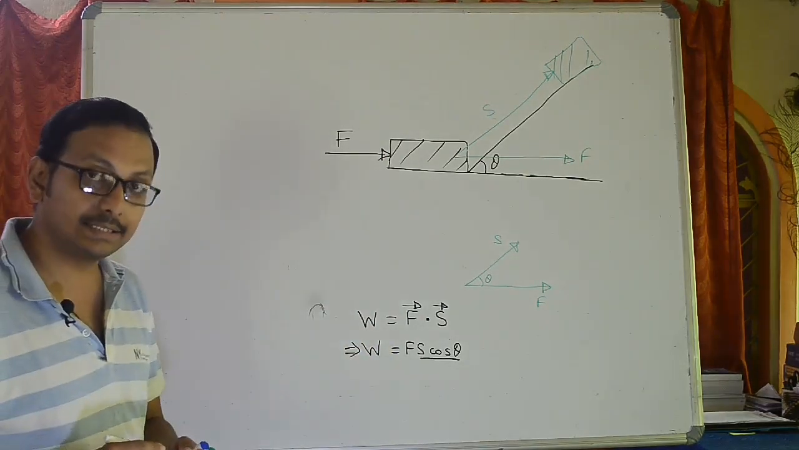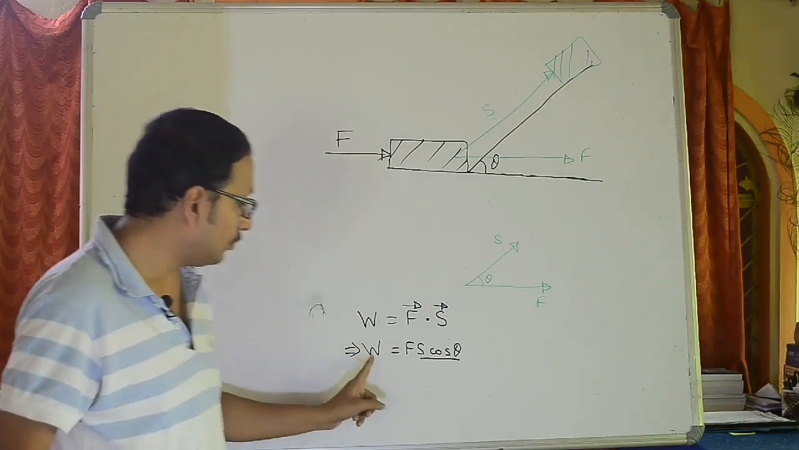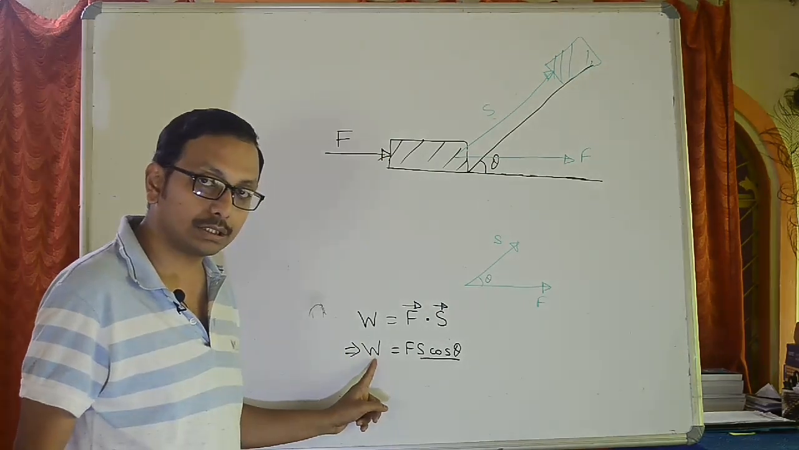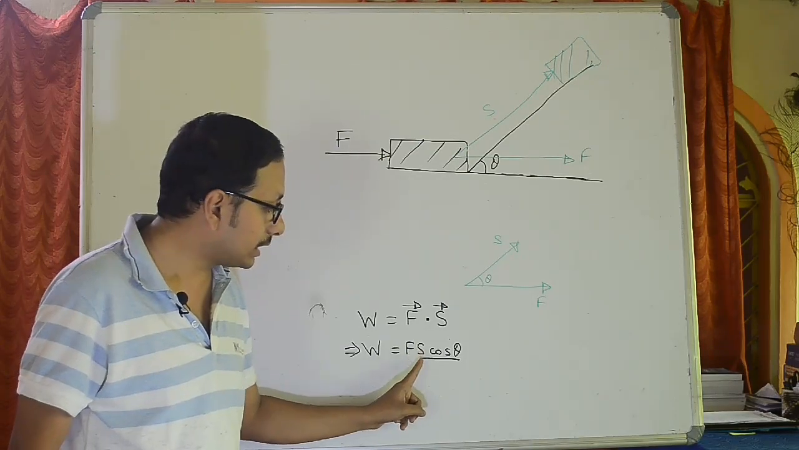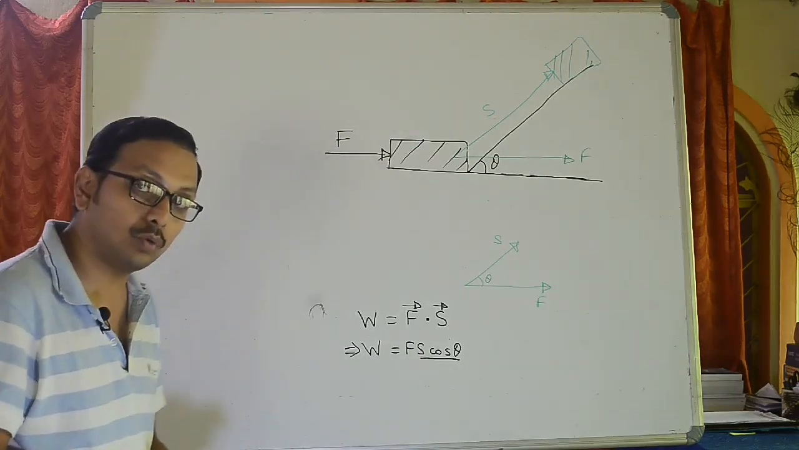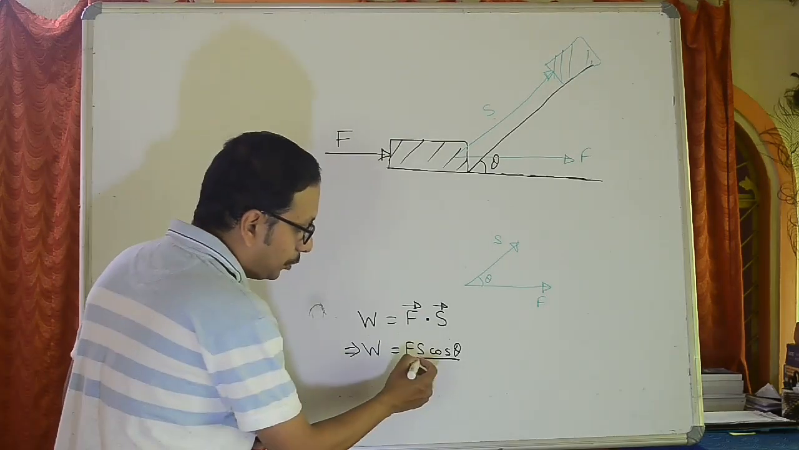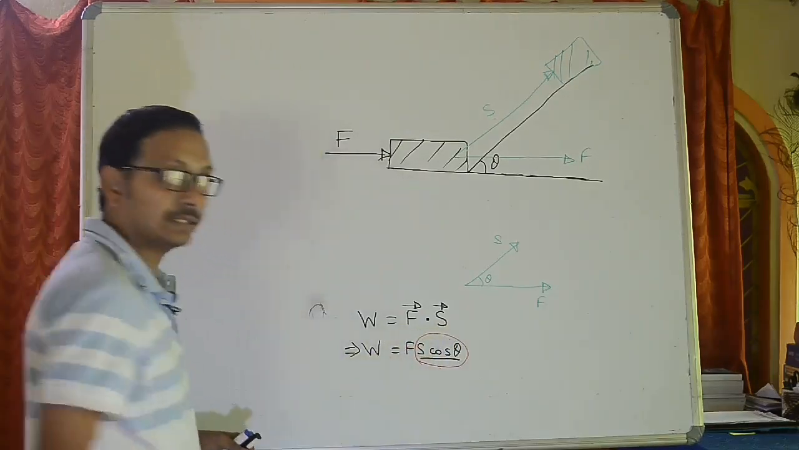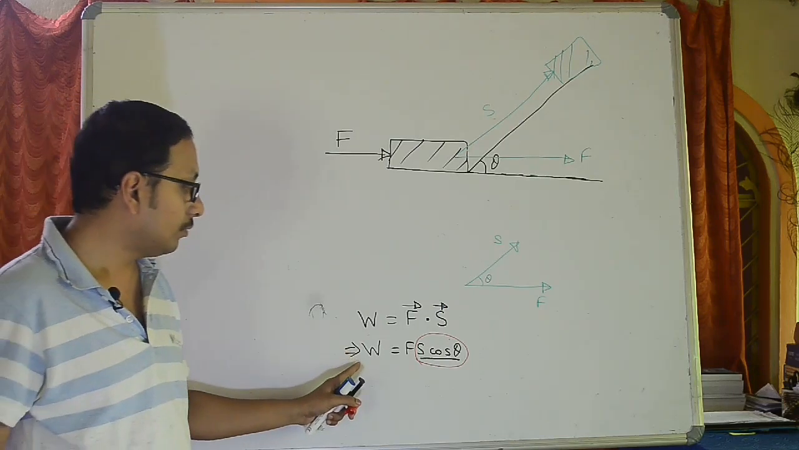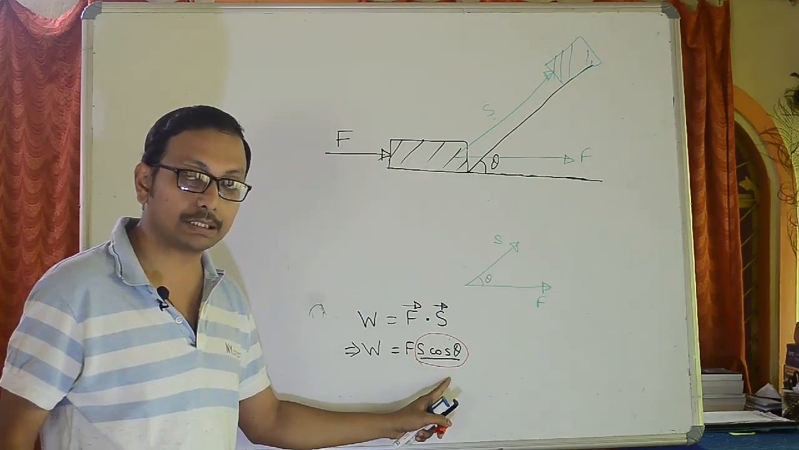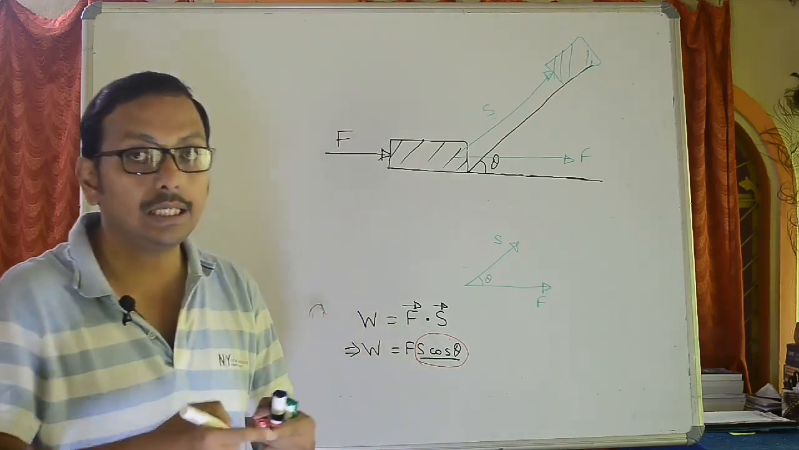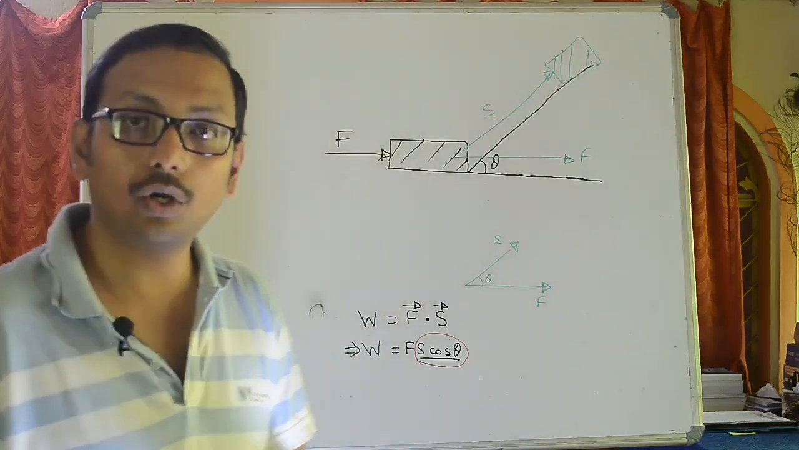What it says actually is, work is a product of force and the component of displacement. This is the component of displacement. So work is the product of force and the component of displacement in the direction of force.